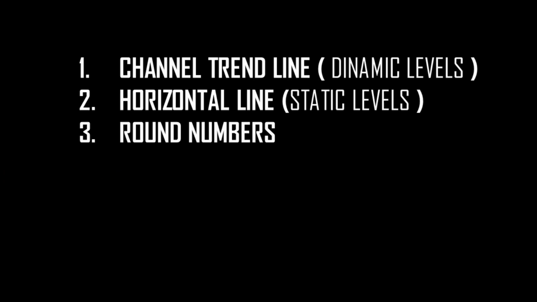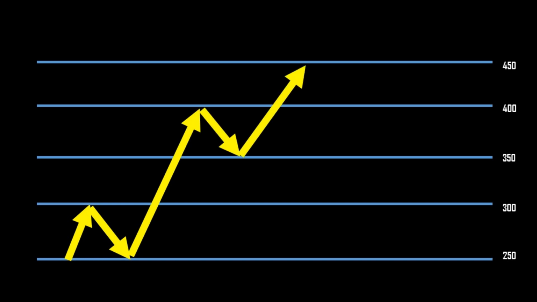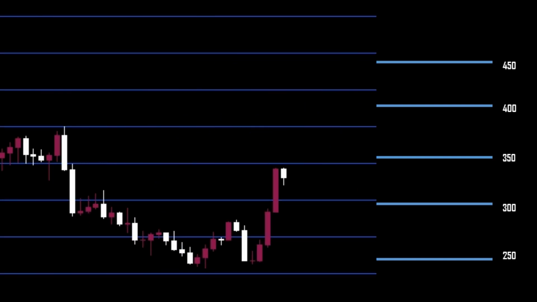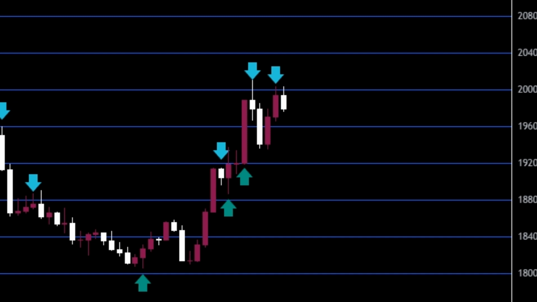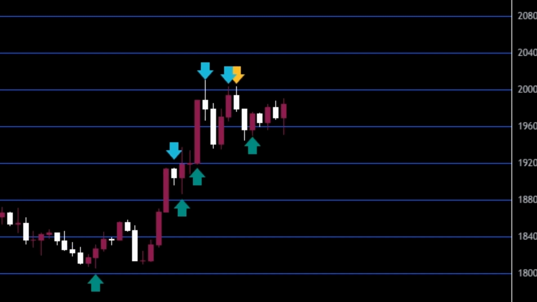Round numbers are our third support or resistance levels. It is more than obvious that every chart has its own round numbers, which can be determined manually or automatically. In each market there are some other numbers that the market reacts to as well, and these numbers have a special value among traders and can only be determined by looking at the market's history and backtesting.